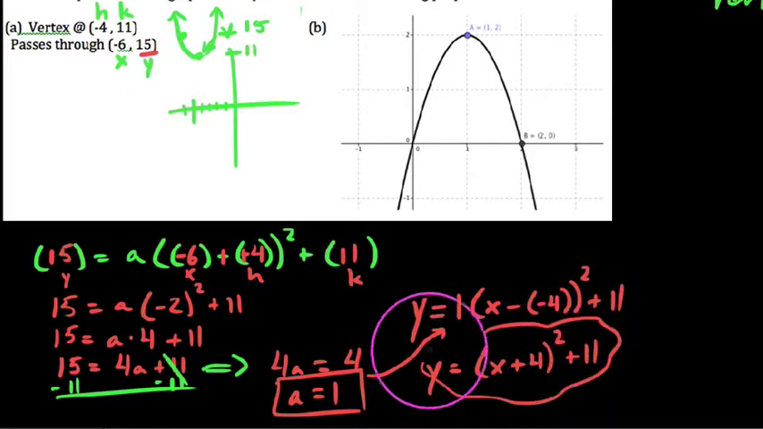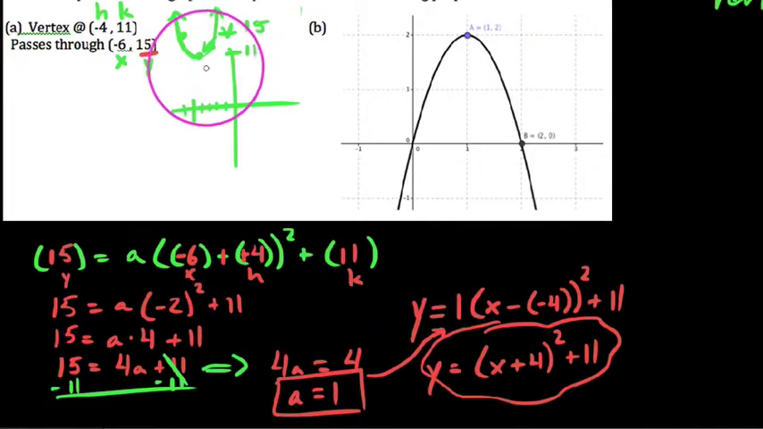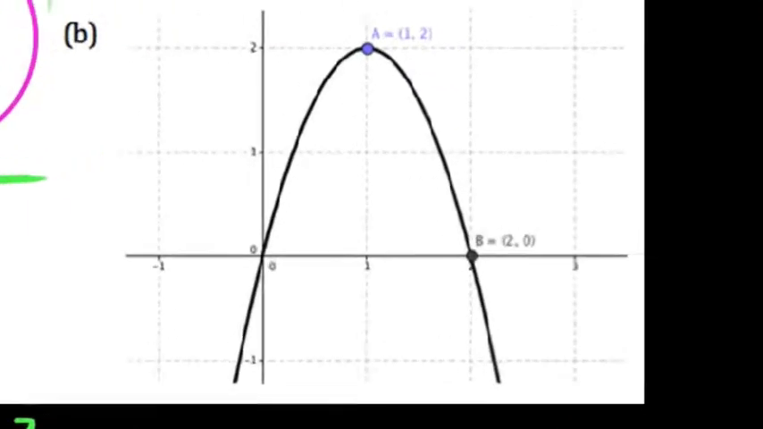And looking at the graph, it seems that we have a vertex at -4, 11, and it kind of looks like we have an a value of 1. It did certainly open up.